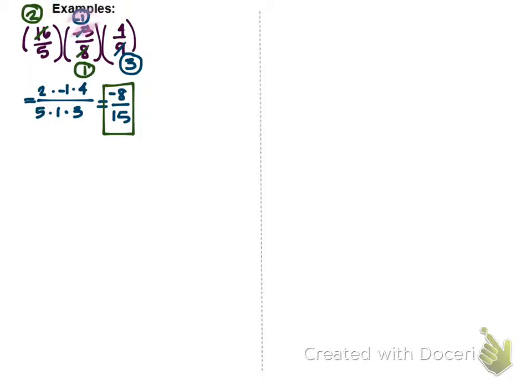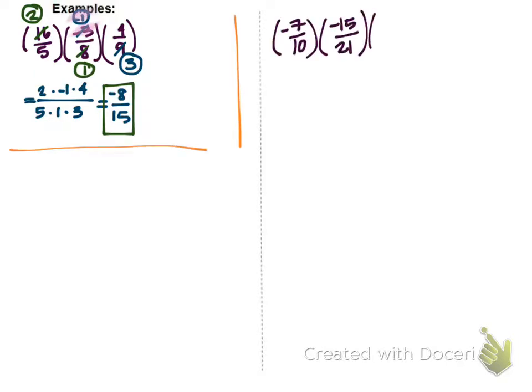We have one more to discuss as a whole group, and then you can try some on your own. The last problem to discuss as a whole group is -7 over 10 times -15 over 21 times -10 over 7.